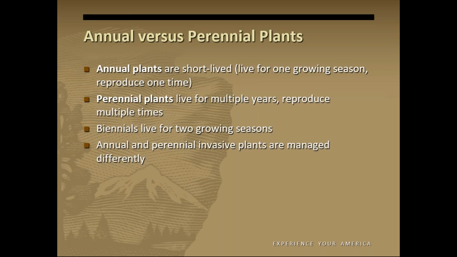Perennial plants, on the other hand, can live for multiple years, and they reproduce multiple times. So some perennial plants are very long-lived, like Joshua trees or junipers or pinyon pines that can live hundreds of years. And some perennial plants only live for a few years, but they live for more than 1 year. Biennials are plants that live for just 2 growing seasons. So this is an important distinction because we manage annual invasive plants and perennial invasive plants quite differently.